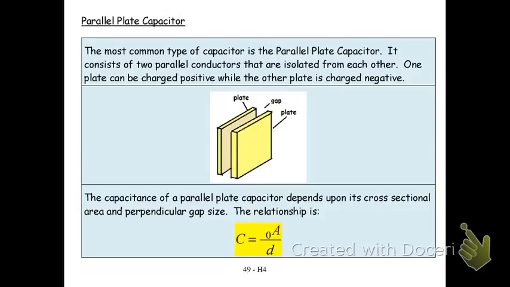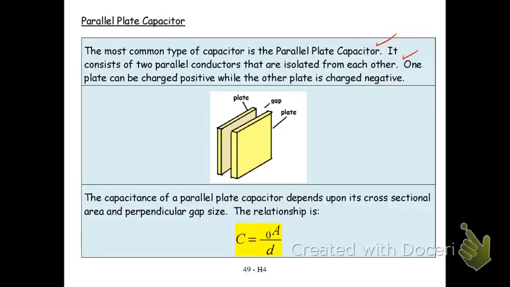So here's a parallel plate capacitor. This is the classic one. It's two parallel plates. Most common type of capacitor is a parallel capacitor. It consists of two parallel conductors that are isolated from each other, isolated by a gap, or isolated by a piece of wax paper, or isolated by a thin oxide, or isolated by some nasty chemicals. Could be a wet solution with a thin oxide that you grow, all that kind of stuff. One plate can be charged positive while the other is charged negative.